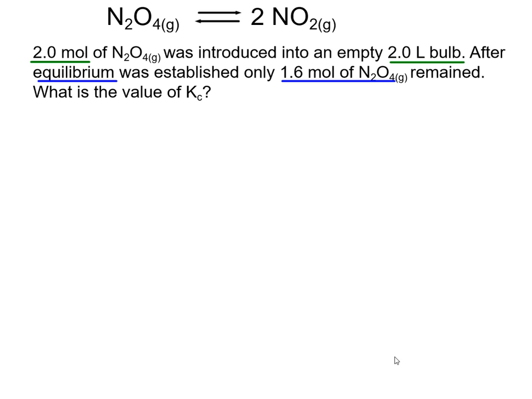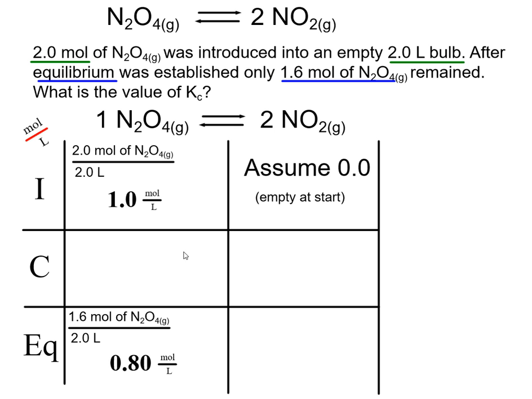All right, so this is the solution. If you're not quite done, then keep pausing the video. Step 1, place it in an ice table, because I have some information that was introduced, which is an initial value, and I only have one piece of information about my equilibrium. Therefore, I need an ice table.